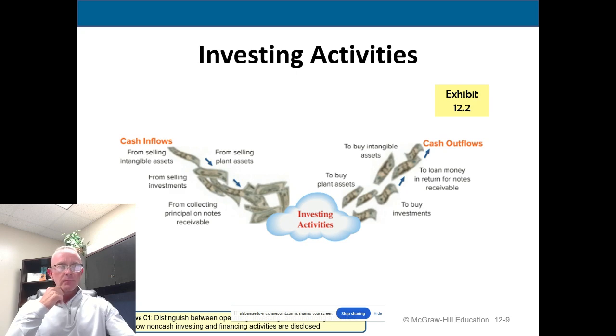All right. Investing: selling assets, selling investments, collecting principals on notes. These are things that are not our core business. It's not the stuff that we're actually in business for, that sometimes we do in our business, but it's not what we're really trying to do. We're buying assets. All right. So that's something that we have to do that's kind of part of our business, things that we need to make money, but we're not necessarily just in business to buy assets, because we have to use those to generate income as well.